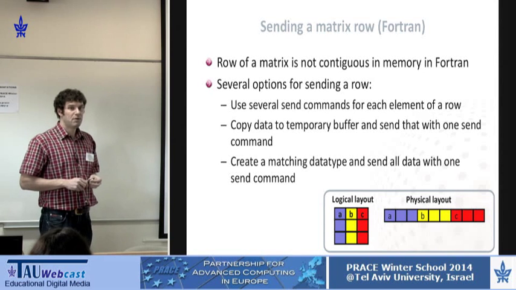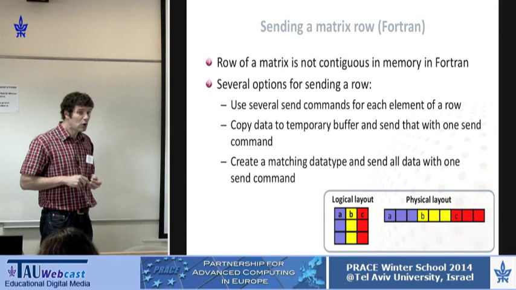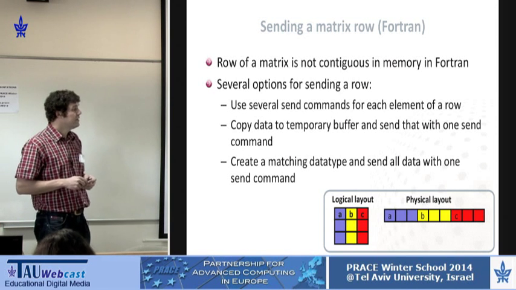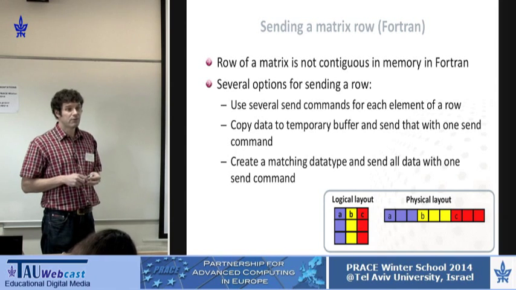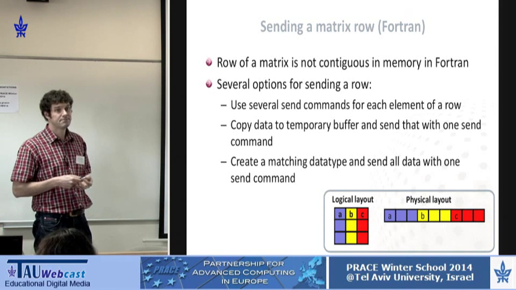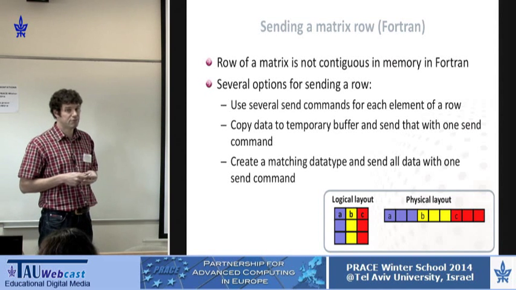One simple example about a situation where this kind of non-contiguous communication pattern might arise is that let's say we are now working with Fortran and we have some matrix there and we would like to send one row of this matrix.